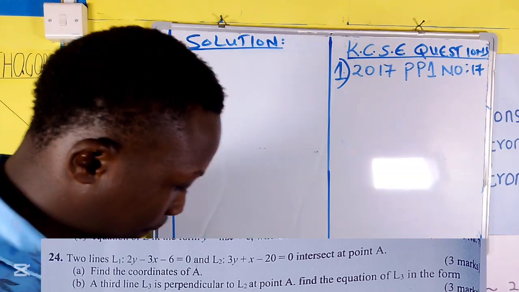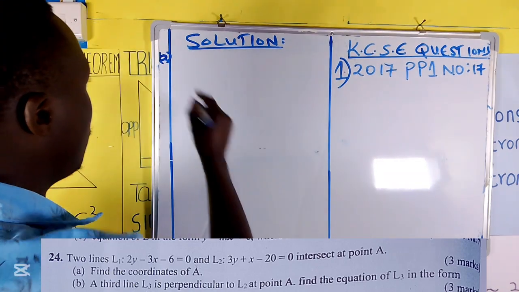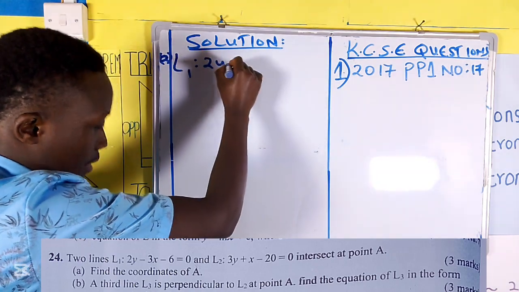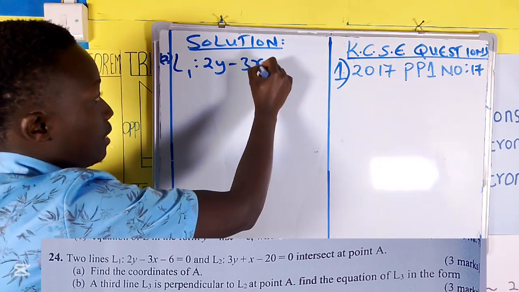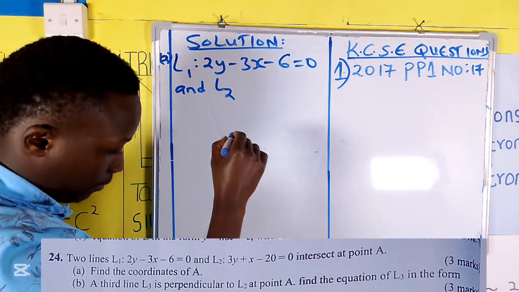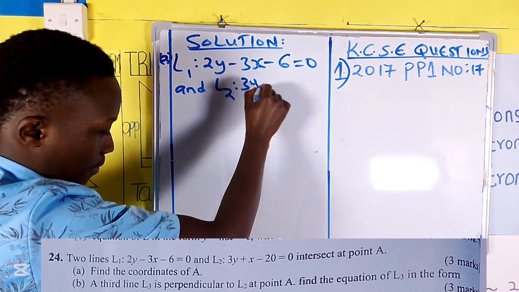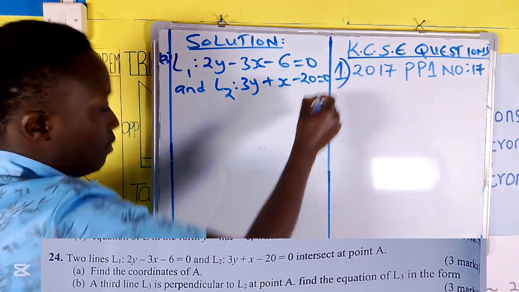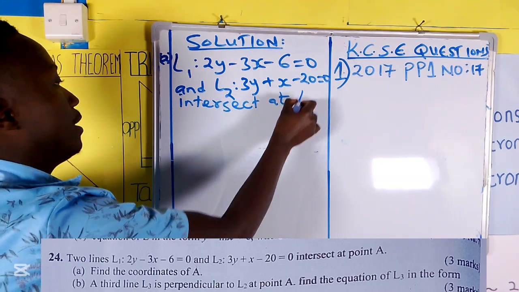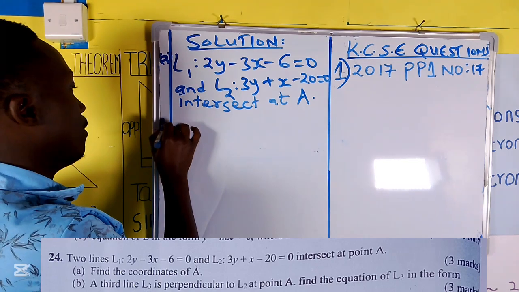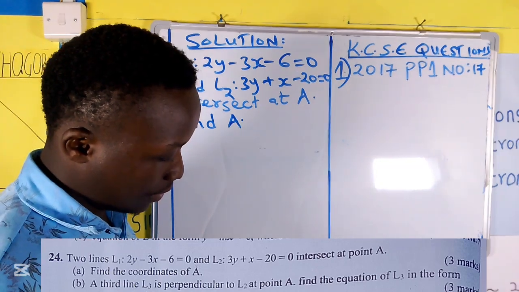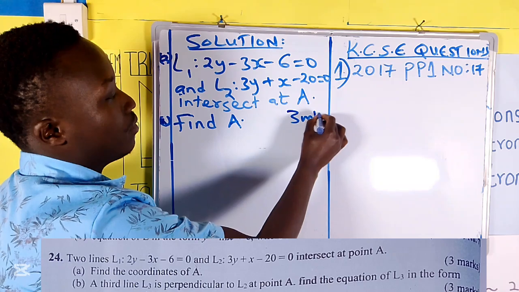And the question reads: two lines, line 1, 2y minus 3x minus 6 is equal to 0, and line 2, which is 3y plus x minus 20 is equal to 0, intersect at point A. The first question, find the coordinates of A. That question is equivalent to 3 marks.